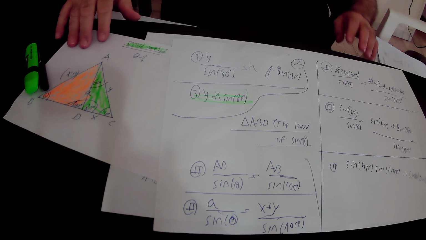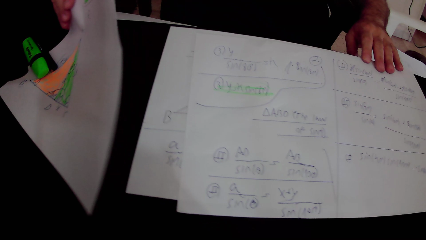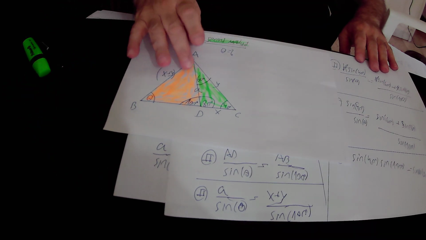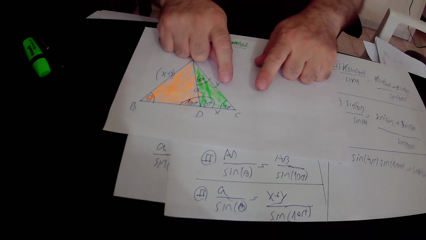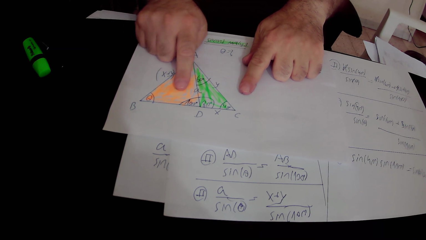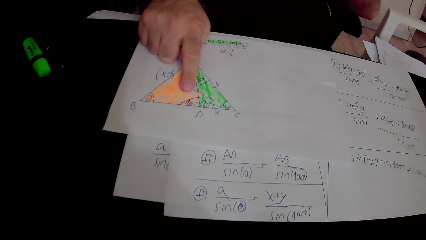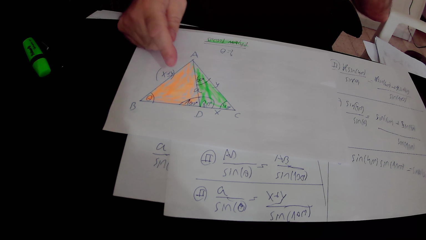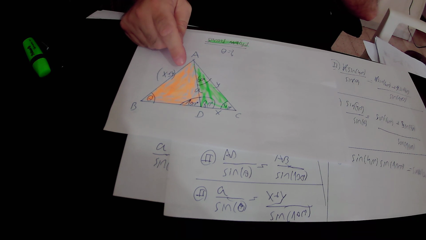Then we implemented the law of sines in the orange triangle. Here we know, first of all, that BC is a straight line. This angle equals 80 degrees, therefore this angle must be equal to 100 degrees according to the rule of angles on a straight line. So we implemented the law of sines in this orange triangle.